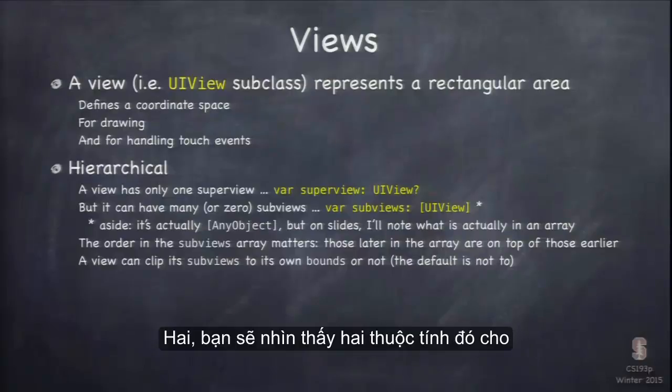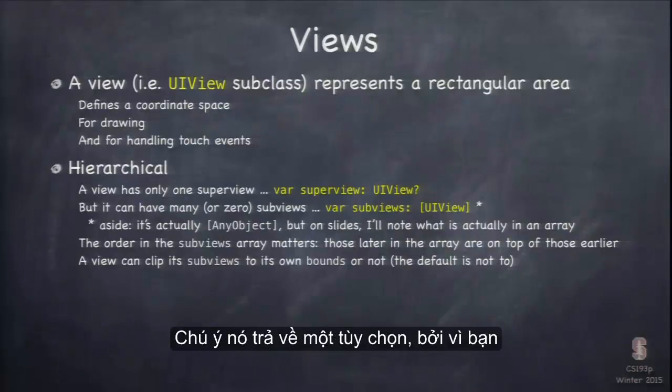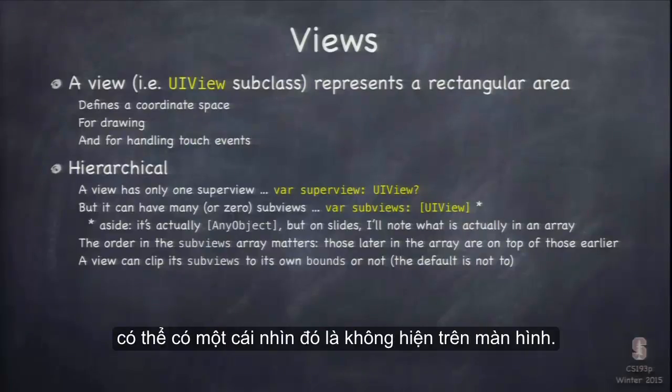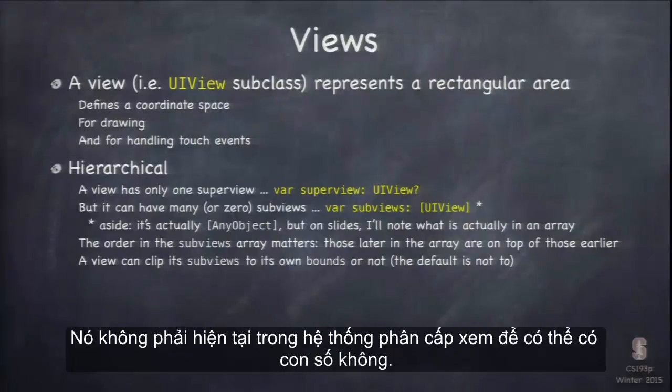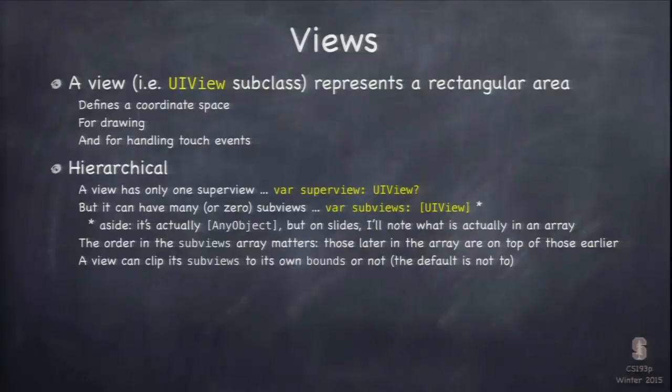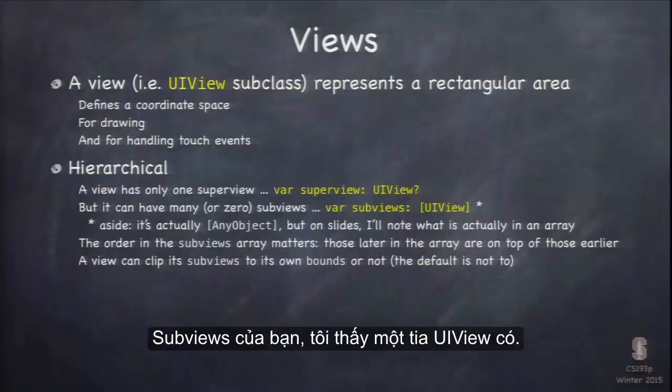You can see the two properties there for getting your superview. Notice it returns an optional. That's because you can have a view that's not currently on screen. It's not currently in a view hierarchy, of course, so that could be nil. Your subviews, I show array of UIView there.